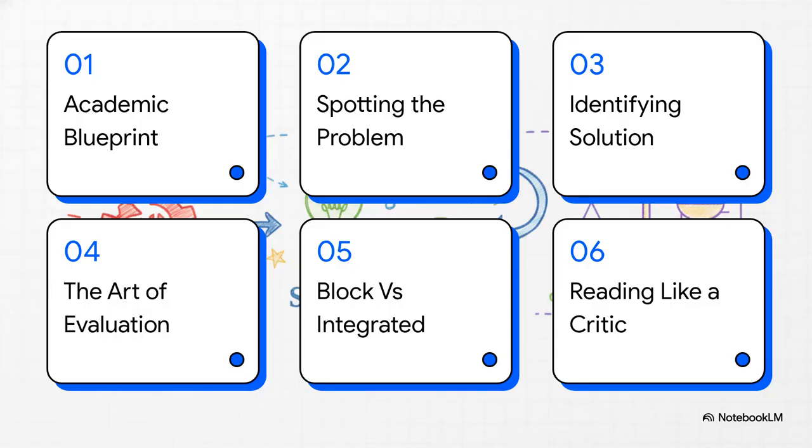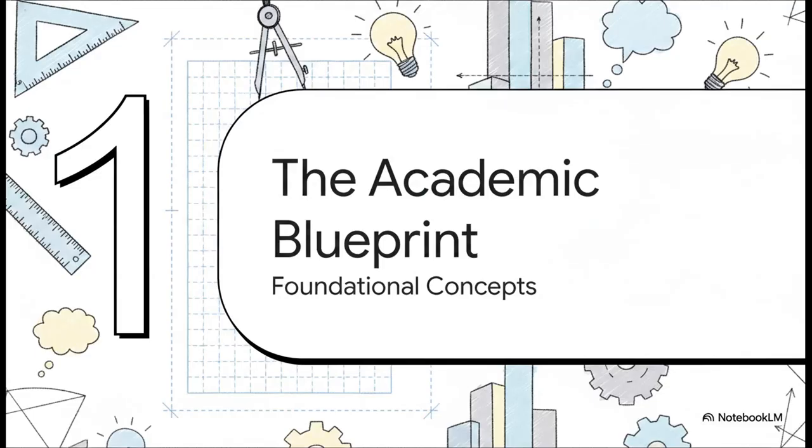Here's our roadmap for today. 1. The academic blueprint. 2. Spotting the problem. 3. Identifying the solution. 4. The art of evaluation. 5. Block versus integrated structures. And 6. Reading like a critic. All right, let's jump right into Section 1, the academic blueprint.